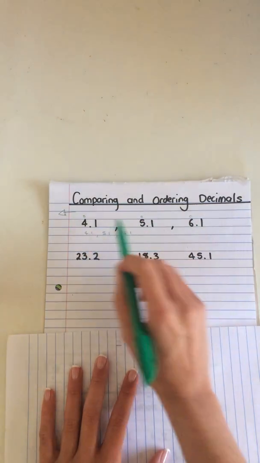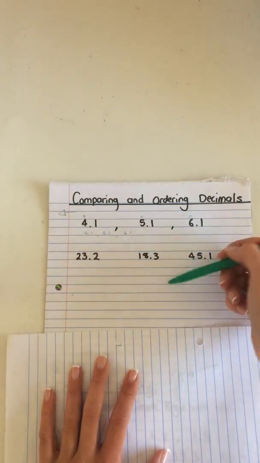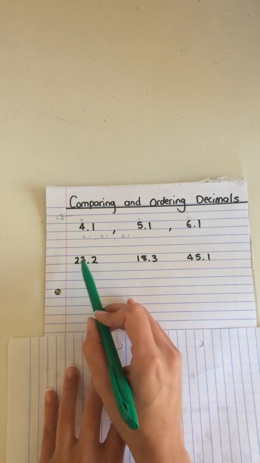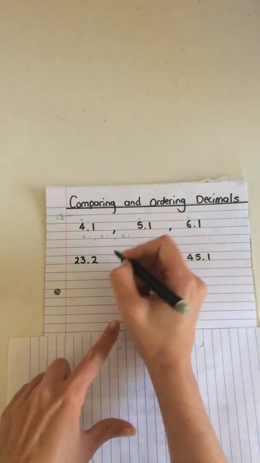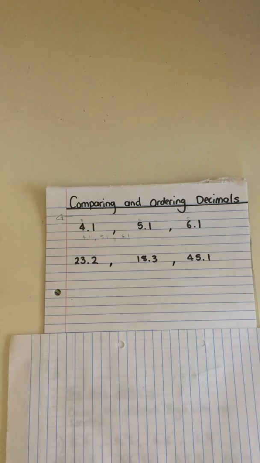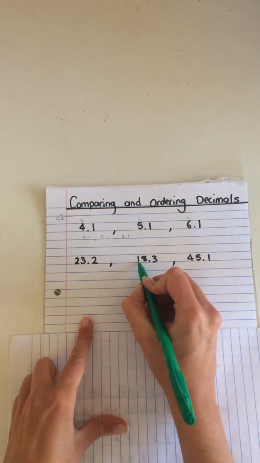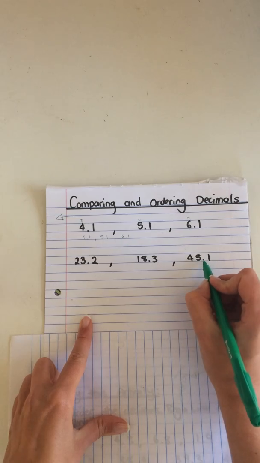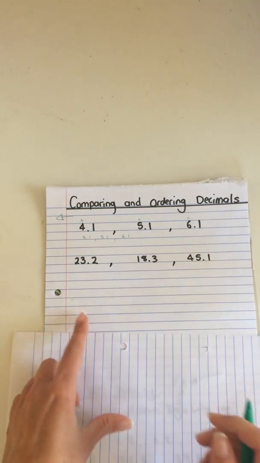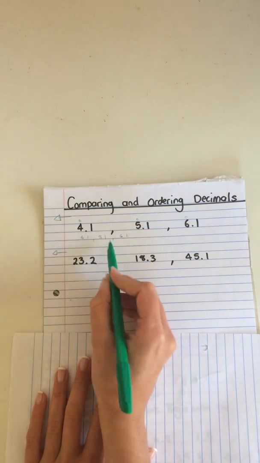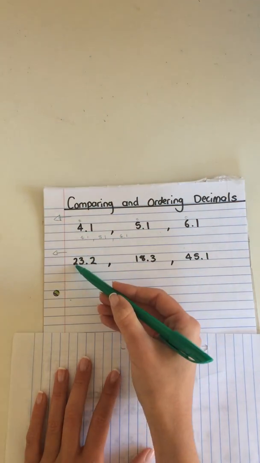Now this one was quite simple because they were already in order for us. But let's look at one that's a little bit more difficult. Okay, so here I have again 3 decimals, and I need to order them beginning with the smallest. Let's pretend the instruction says to begin with the smallest. I have 23.2, 18.3, and 45.1. Right, so like the rule is, you always start with the number on the left side, the closest to the left.